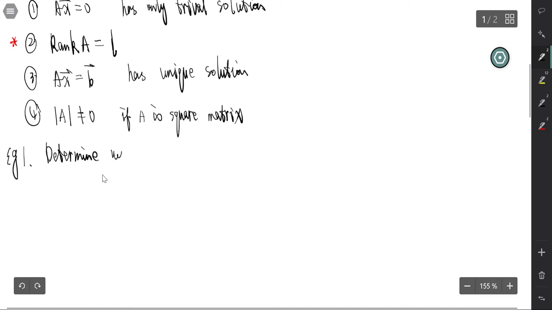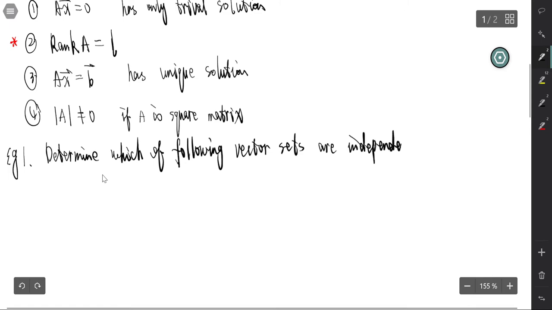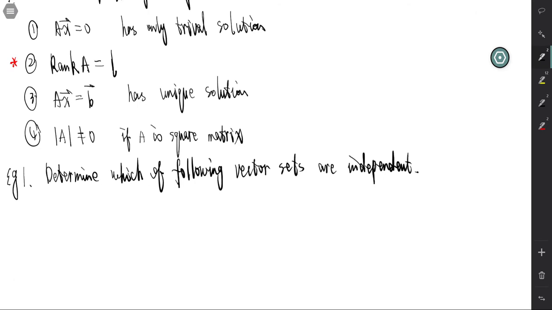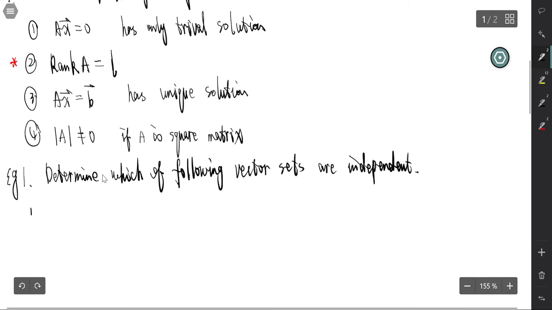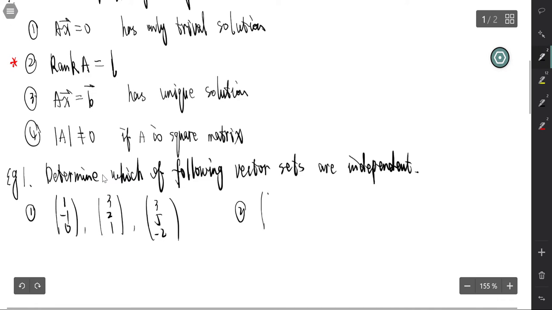Determine which of the following vector sets are independent. We can use any of these criteria. The first set is (1, -1, 0), (3, 2, 1), and (3, 5, -2). The second set is (1, 1, 1), (1, -1, 1), and (0, 0, 1).